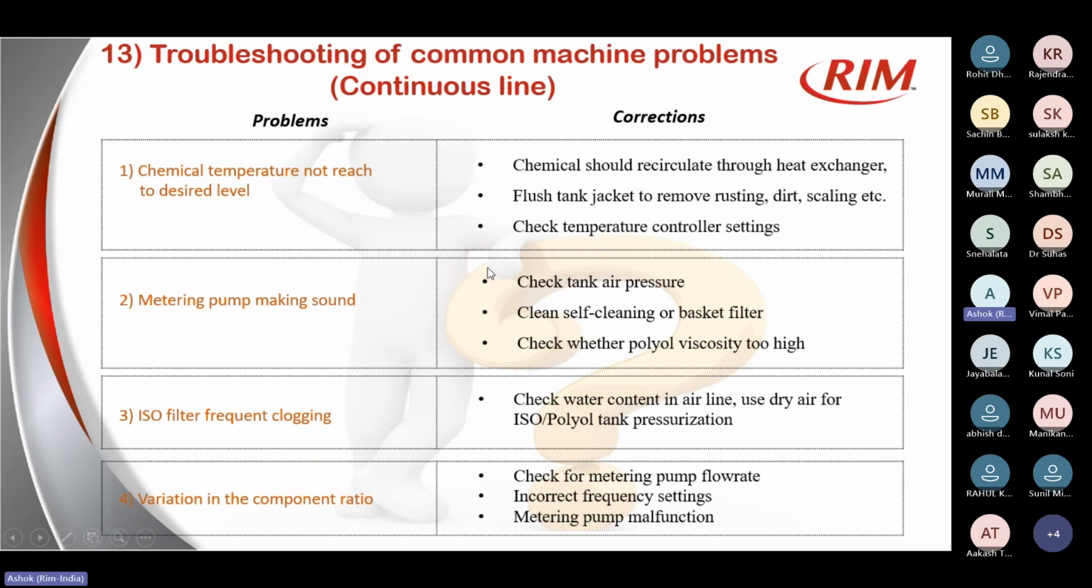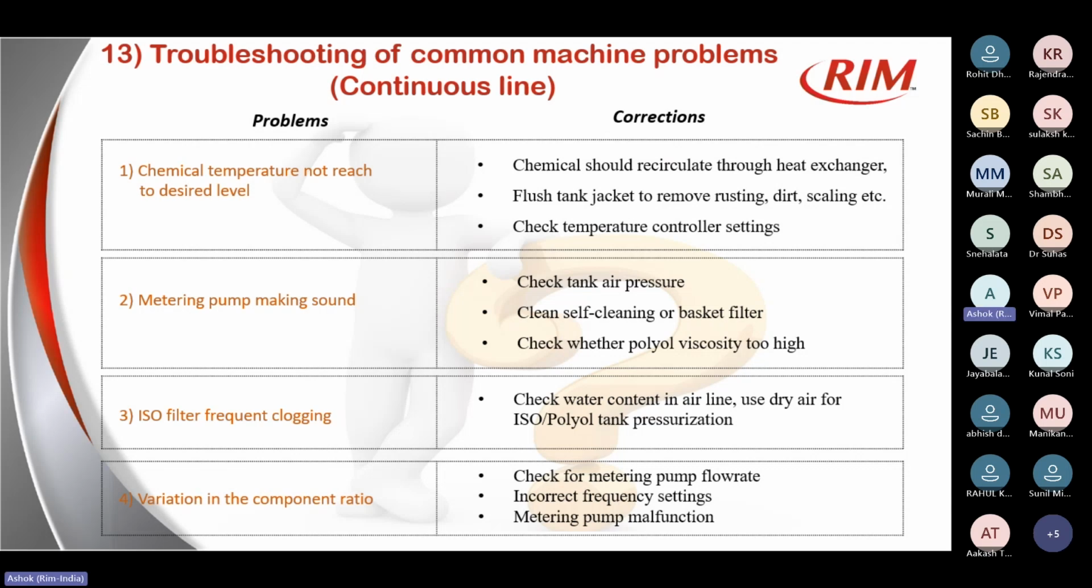The next are some of the machine problems in the continuous line. Starting with the chemical temperature not reaching the desired level. This is similar to the discontinuous line and is related to the chiller and the heat exchangers, so this has to be checked. Metering pump making sound is again related to the tank pressure and the chemical viscosities.